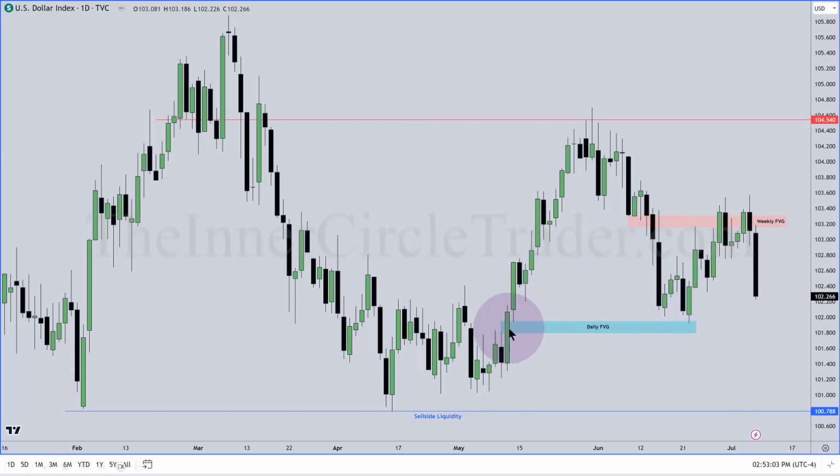We have a daily fair value gap here, and we see we worked into that level there, and now we had a really nice sell-off last Friday. This down-close candle right here, I'm watching how we open on Sunday and how we trade on Monday.